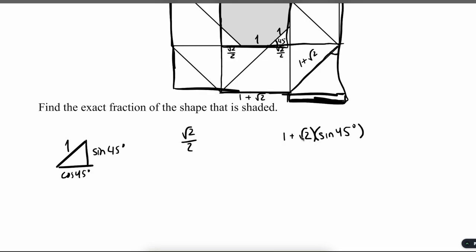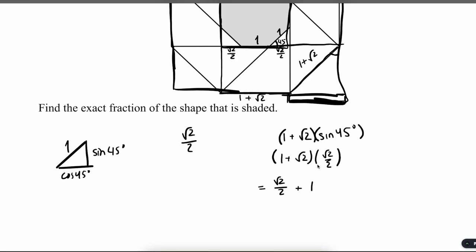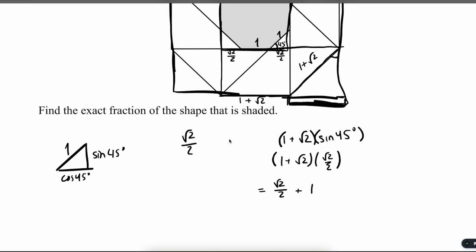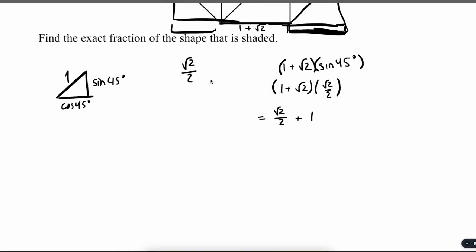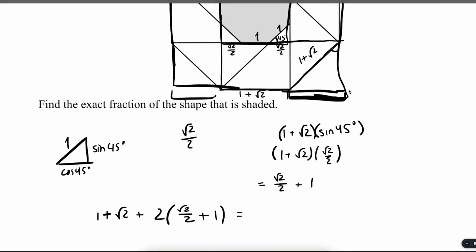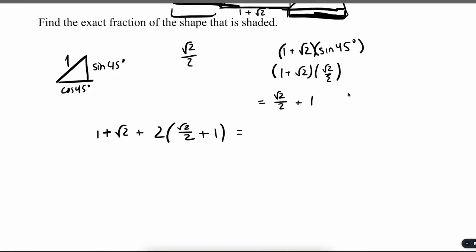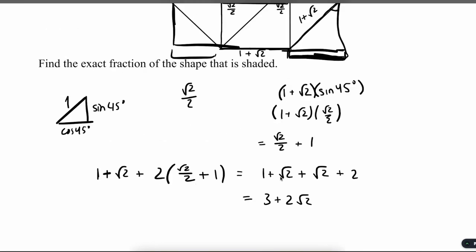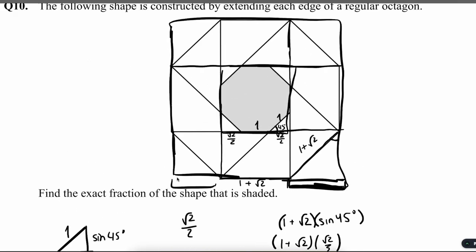So it's 1 plus root 2 times root 2 over 2. And that equals root 2 over 2 plus 1. So we know that is root 2 over 2 plus 1. This is going to be the same. So we've got 1 plus root 2 plus 2 lots of root 2 over 2 plus 1 is going to be the entire length of this large octagon, or the entire length of the large box. So that equals 1 plus root 2 plus root 2 plus 2, which simplifies to 3 plus 2 lots of root 2. That is the length of this.